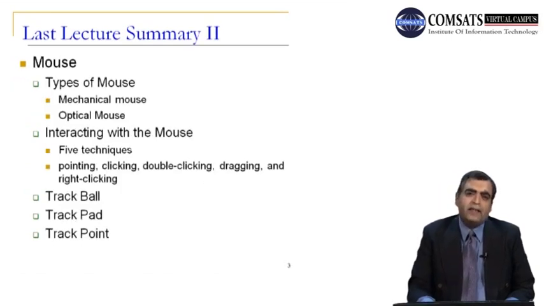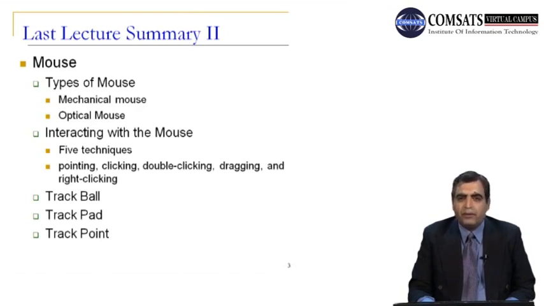The other standard input device is the mouse. In our last lecture, we discussed that the mouse is a pointing device that lets you control the position of a graphical pointer on the screen without using the keyboard. We discussed two different types of mouse. One is the mechanical mouse and the other is the optical mouse.